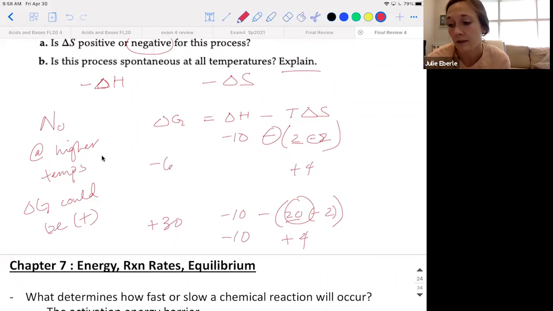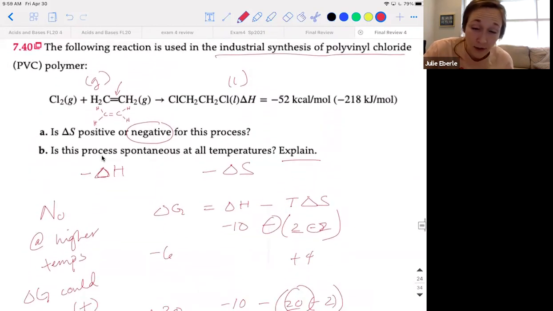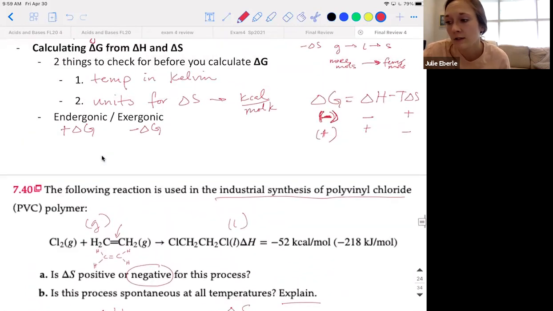And the opposite happens when you have a positive delta H and a positive delta S. Then at lower temperatures, you're more likely to get a positive delta G. Questions on that? You can only say things like it's always spontaneous or it's always non-spontaneous when you have these conditions, okay?